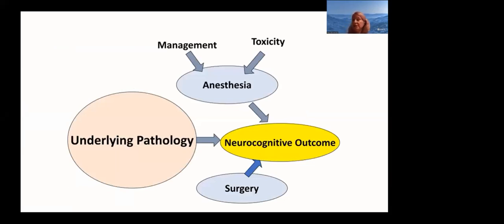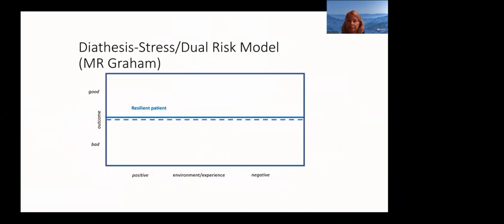One of the difficulties studying this topic is that there are so many confounders. Probably the largest confounder is the underlying pathology of the patient. Patients that are not healthy to begin with may already be developing neurologic problems irrespective of whether they have surgery or anesthesia. Surgery is associated with neuroinflammation, which may lead to neurocognitive difficulties. It's certainly been shown to cause delirium in adult patients. And when we look at anesthesia, we need to worry about the possibility of anesthetic neurotoxicity, but we also need to worry about our management.